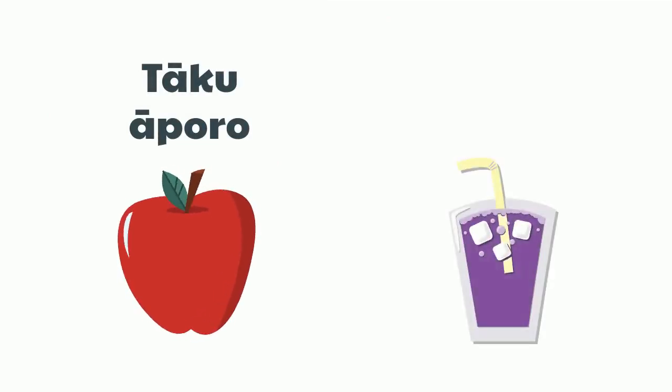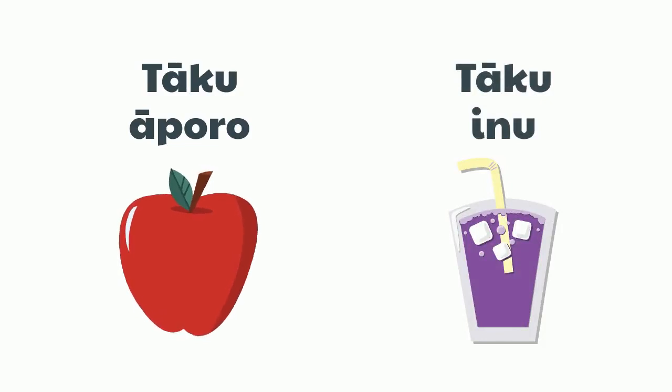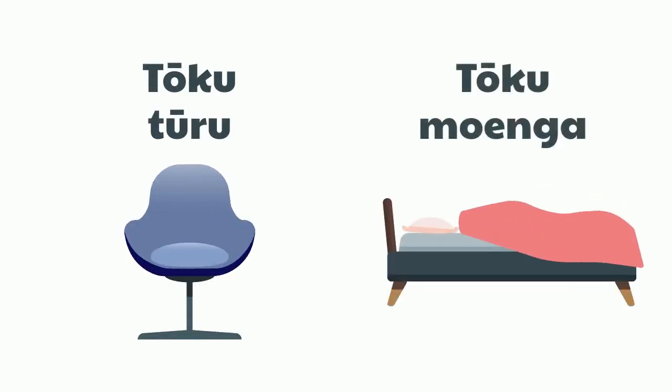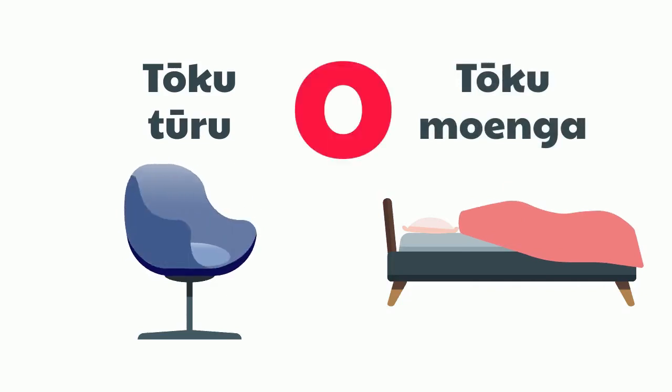Tāku āporo, my apple. Tāku inu, my drink. Food and drink is in the A category. Tōku tūru, my chair. Tōku moenga, my bed. Seating and bedding are in the O category.